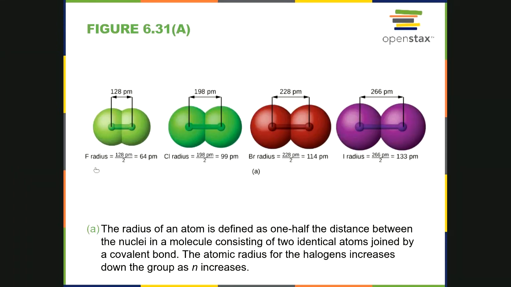Okay, so I'm just looking at halogens now. Here's fluorine, that's its radius, 128 picometers. Chlorine, the next element down the column, 198. Bromine is 228, and iodine is 266. So we're seeing this pattern: as you go down a column of the periodic table, the size of the atoms is getting bigger. The atomic radius is increasing.